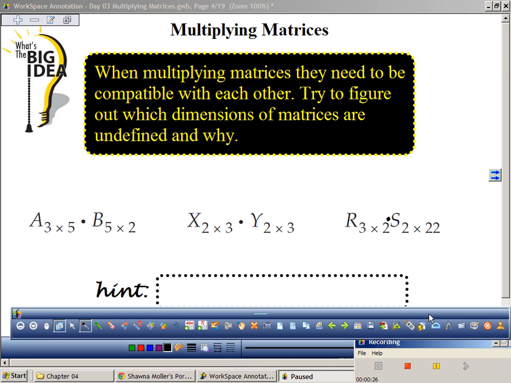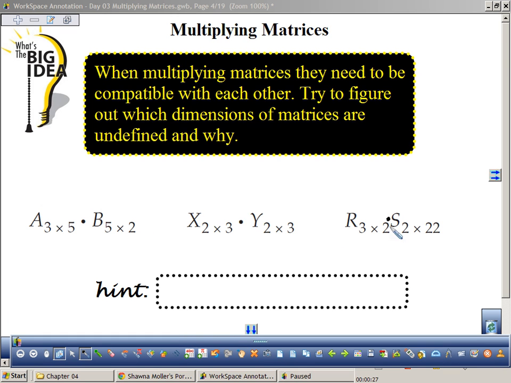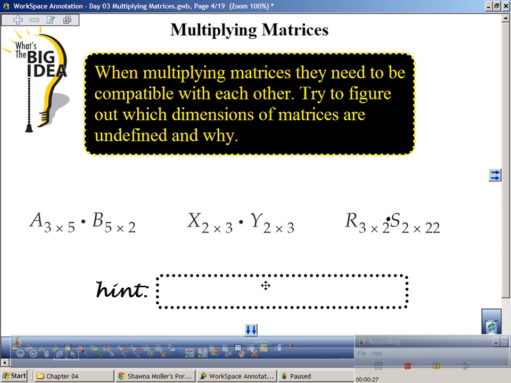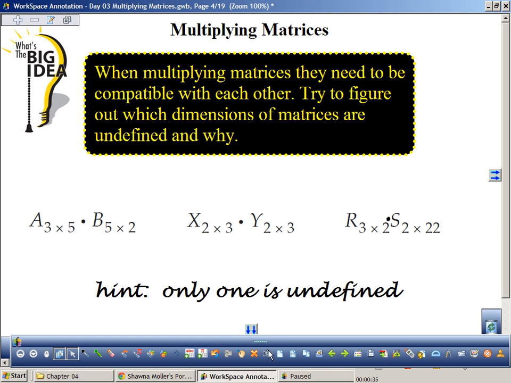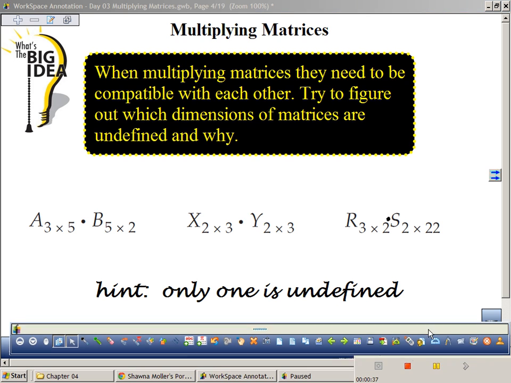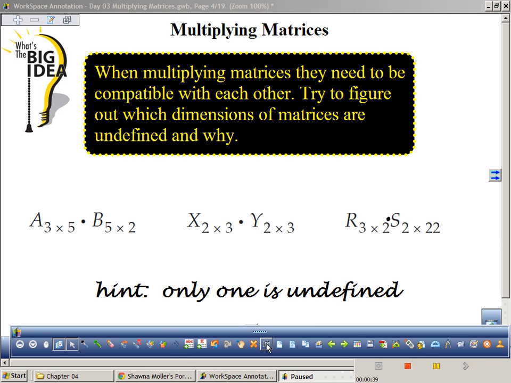Okay, so Evan says that this one and this one don't match up, these two match up. So these are both undefined. Okay, what if I was to tell you this? Only one is undefined. Here's another hint. If there's only two that are defined and one is undefined, try and find the similarities between two of them.